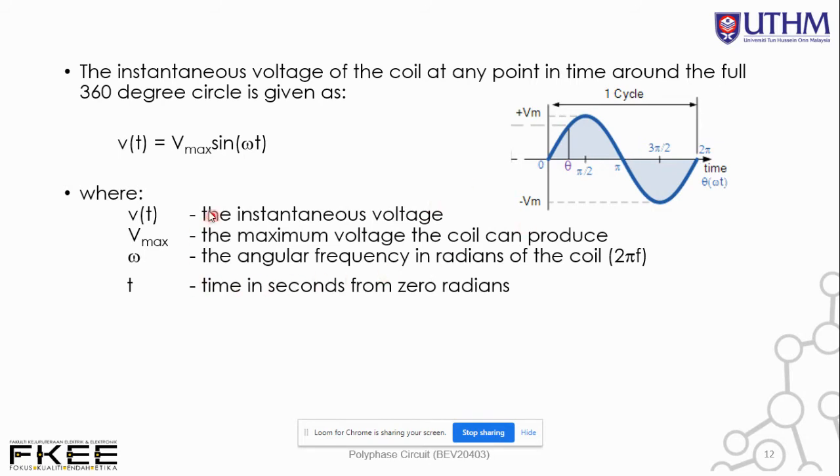As we go here, we can see Vt is the instantaneous voltage again, and Vmax is the maximum voltage the coil can produce. Omega is the angular frequency in radians of the coil, or you can convert to 2 pi f, and t is the time in seconds from 0 radians.